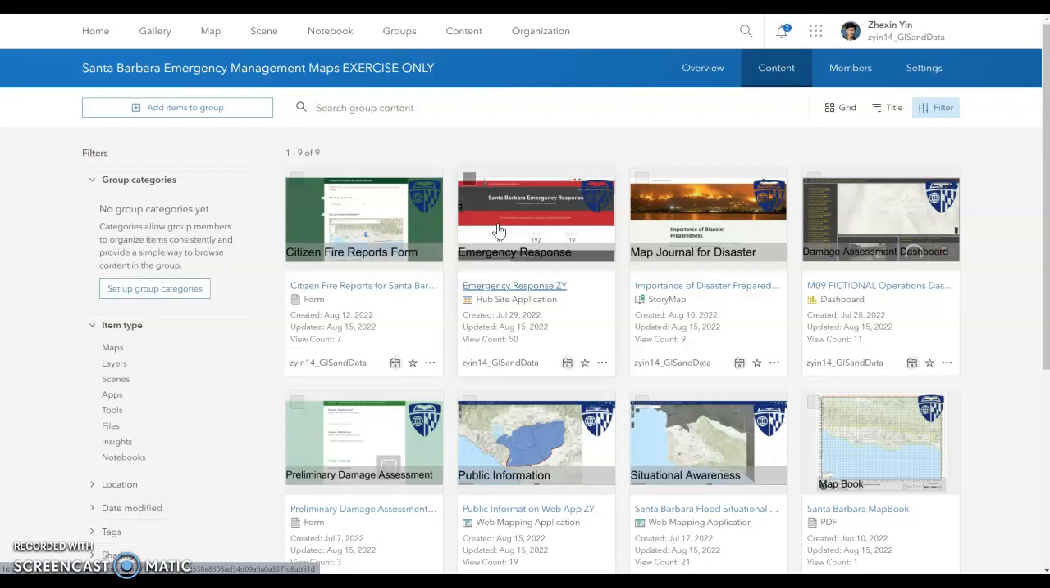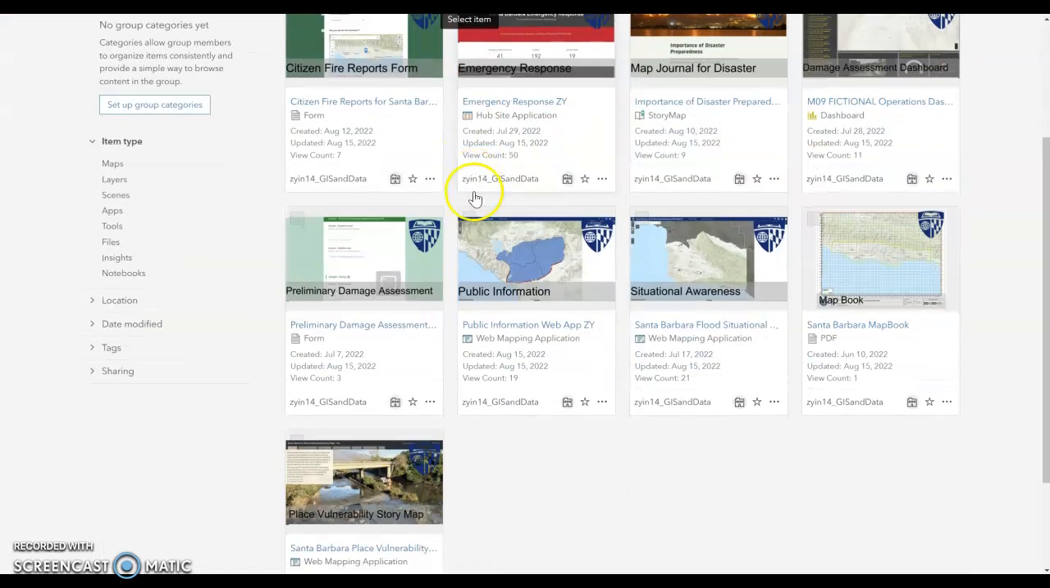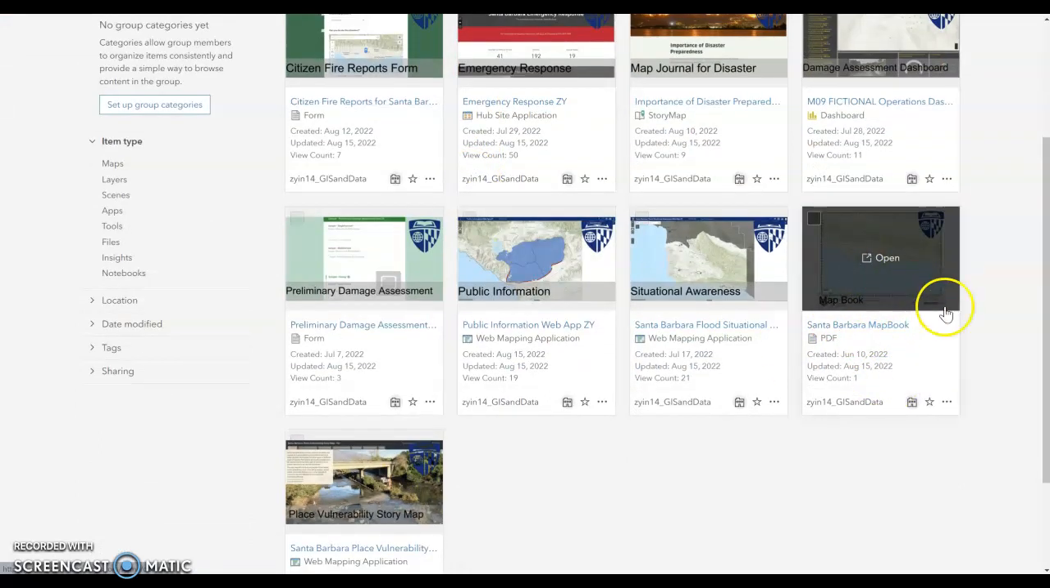And here we can see there are nine products that we created during this semester. These are for emergency management needs, which cover most aspects of emergency management. So, let's start from the first one. The first one is the Santa Barbara map book.